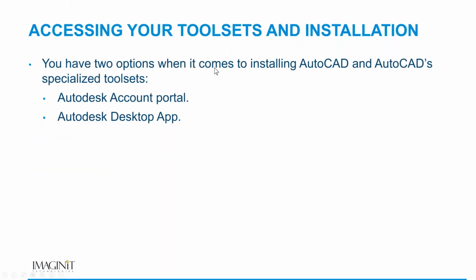So you have two options when it comes to installing AutoCAD and any of the AutoCAD specialized tool sets. You access that either through your Autodesk account portal or your Autodesk desktop app. If you use the Autodesk desktop app, you are only going to get the most current version, which is right now 2022. If your standard is not 2022, then you'll need to use your Autodesk account portal.